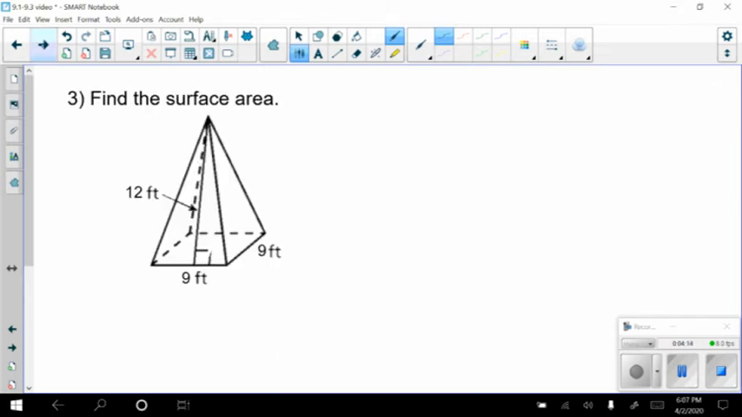All right. Example number 3, find the surface area. This is a square pyramid. Our base is a square. So square is side times side, 9 times 9, or 9 squared. The total area of the base is 81.